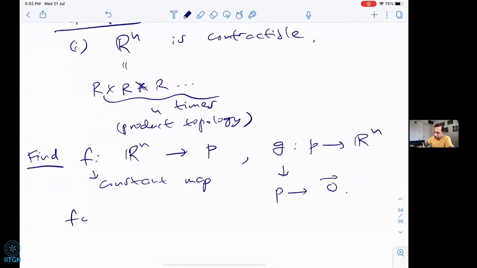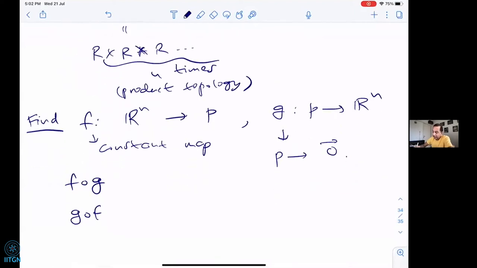Now let's look at the compositions F composed with G and G composed with F. So F composed with G is a map from P to P, okay? Because G first acts by sending P to the origin, and then F takes the origin and every other point in Rn back to P. So F composed with G is the map P to P. G composed with F is different. F takes a point in Rn to P, and then G brings it to zero. So G composed with F is the map that sends every point in Rn to the origin.